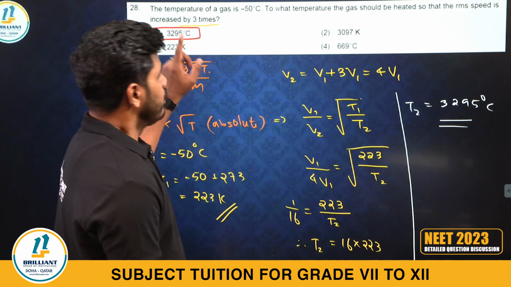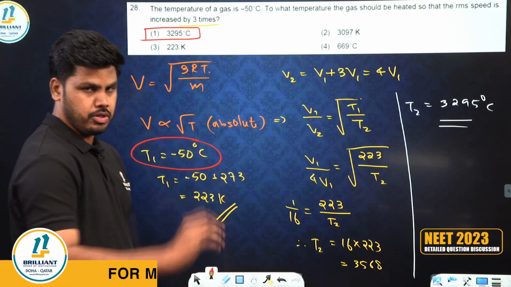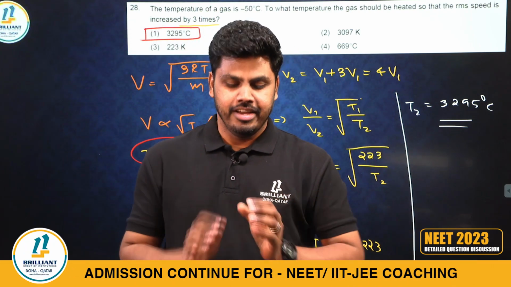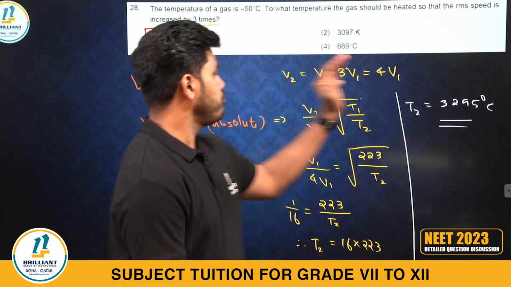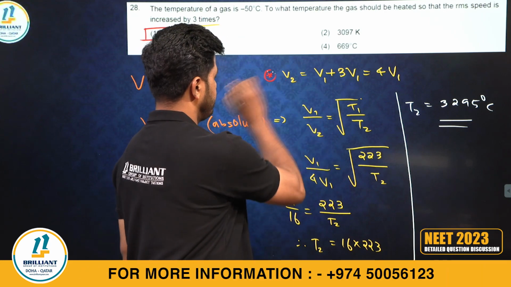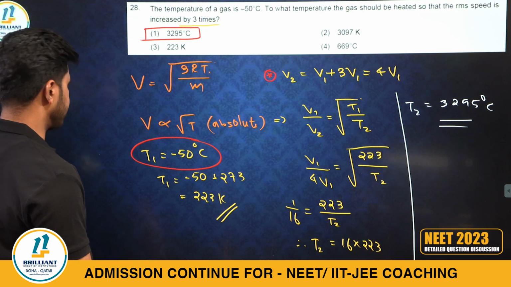Okay, so 2 points I told you. 1, remember to convert temperature into absolute temperature. And the second thing, regarding the change in RMS speed, it is not changes to 3 times, it changes by 3 times. Okay, so the final value will be 4 times its initial value. That was the next important point. Okay, question number 28, option 1 is the correct answer.